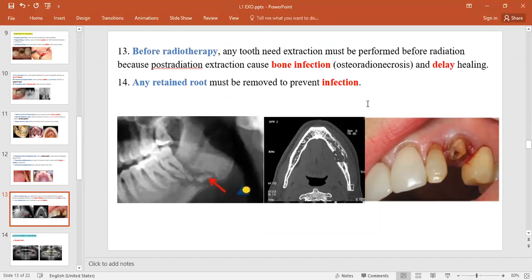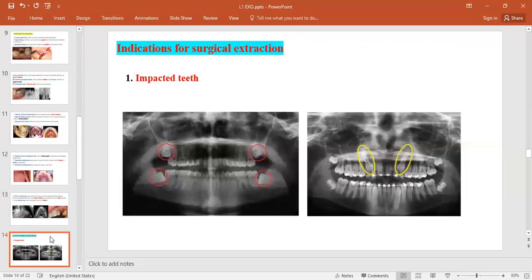Before radiotherapy: if any patient is to have radiotherapy after cancer treatment, the physician refers him to the dentist if he has any tooth to be extracted or filled. This is because radiation will cause obliteration of the blood vessels, so it will cause infection or delayed healing. Any retained root must be removed to prevent infection.